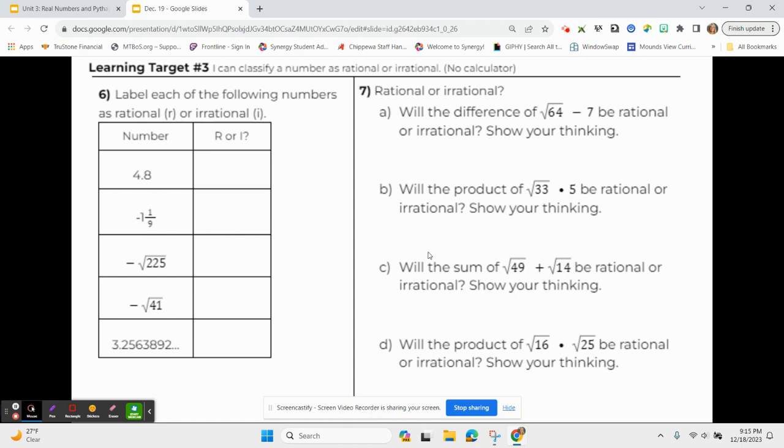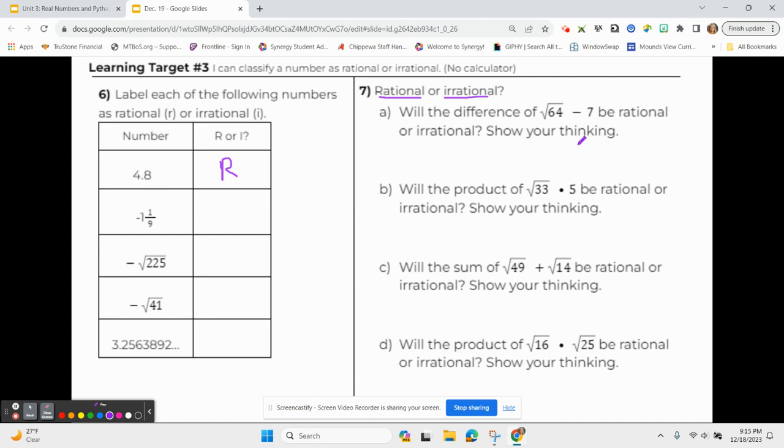The next learning target is learning target 3. And here you're going to go through using your pink notes. You're going to label R for rational, I for irrational. So any decimal that terminates ends is rational. Take a look at your list. Coming over here for number 7, rational or irrational. If you subtract these two numbers, will the answer be rational, irrational?